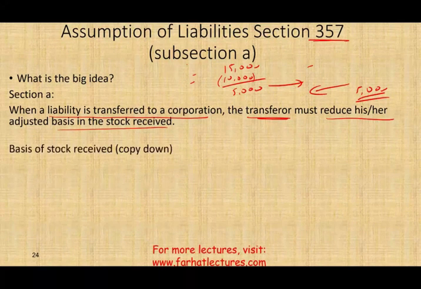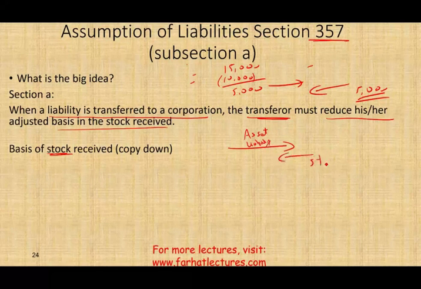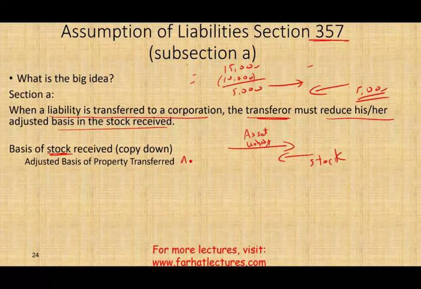Okay? Now, basis of stock received. Again, copy this formula down. It may be a little different than your textbook, but hopefully this formula will make sense. So what is my basis in the stock received? When I transfer an asset to the corporation, and I also transferred a liability with the asset, and the corporation gave me back stock, what's my basis in the stock? My basis will start with the adjusted basis of the property transferred. What's my adjusted basis? This is going to be abbreviated as AB.